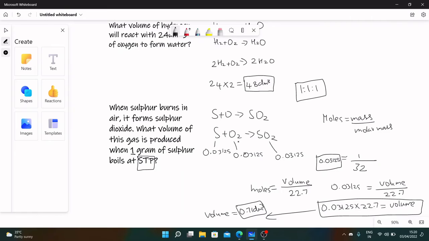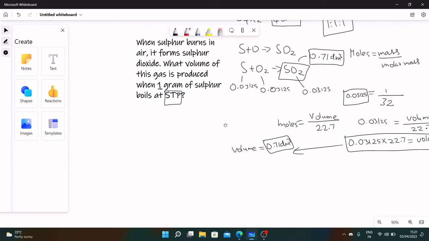So if this has a volume of 0.71 dm cube, this will also be 0.71 dm cube of oxygen. What volume of this gas is produced? They're asking for SO2, sulfur dioxide. It will be 0.71 dm cube, because the same moles of all of them are taken.